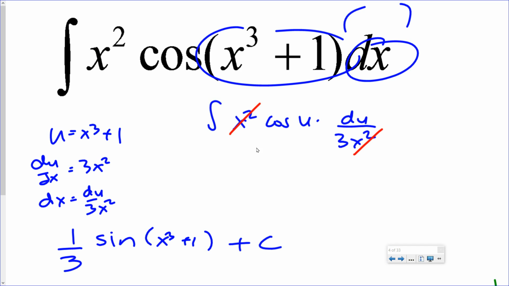Yes, okay? And so what you have left is the 1/3, which is what I have here, the integral of sine of cosine u, which is sine u. You guys see that? So you end up with the same thing with u substitution.